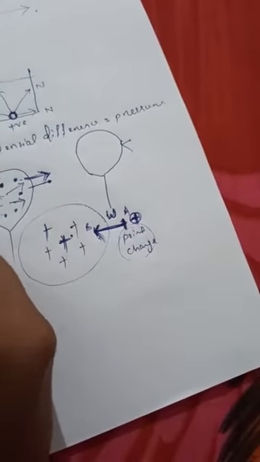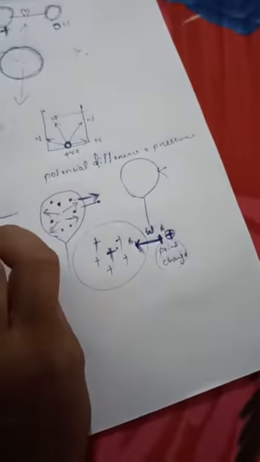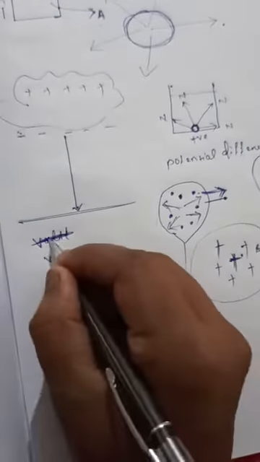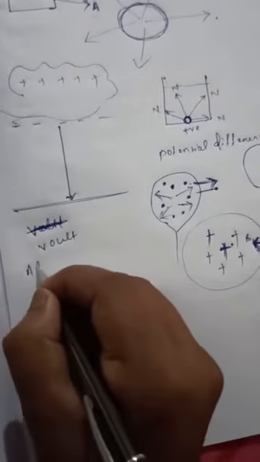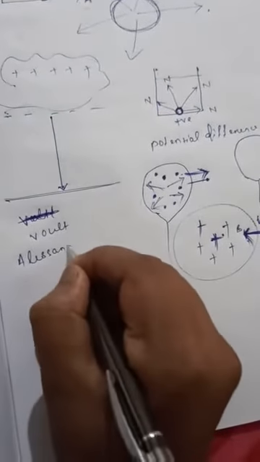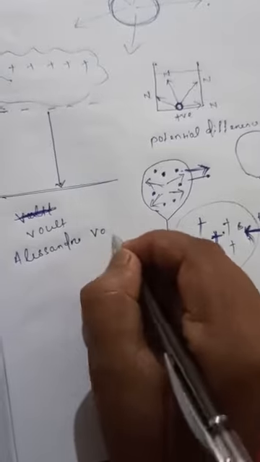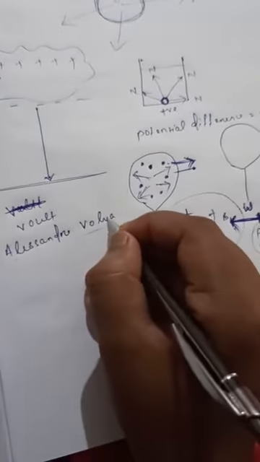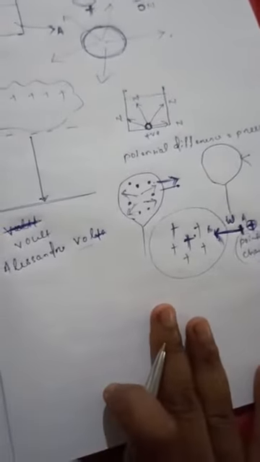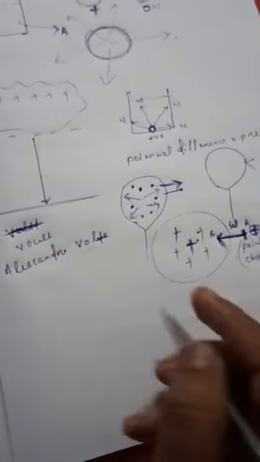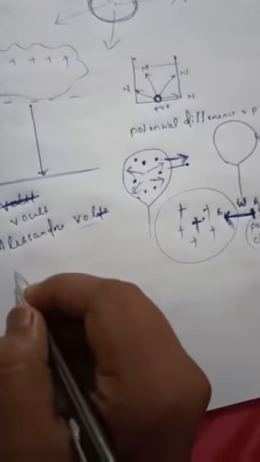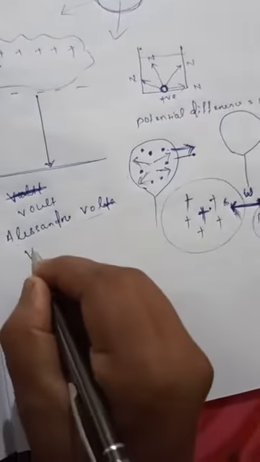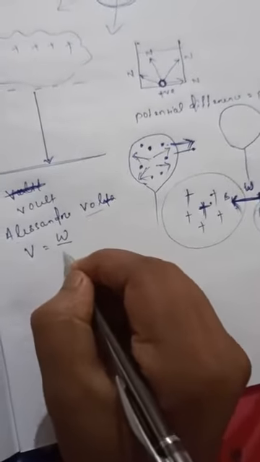There is an Italian scientist, his name is Alessandro Volta. According to his name, the unit of potential difference is written as volt. How will you define it mathematically? It is defined as V equal to W by Q.